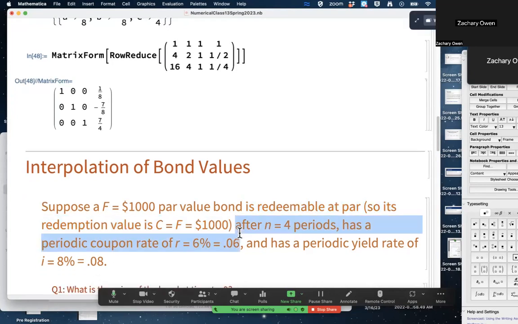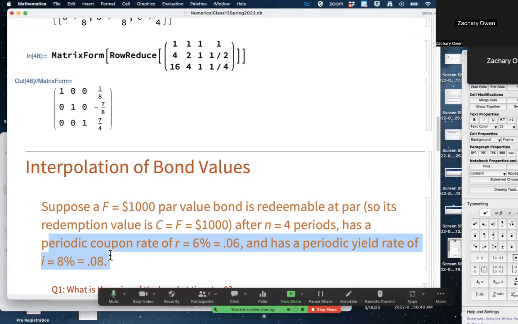We're having 4 periods. For the sake of simplicity, we'll assume those periods are yearly, though I didn't say that here. Though in reality, bonds often pay coupons semi-annually, twice a year. But in your mind, maybe just imagine this is yearly. It's got a periodic, say yearly, coupon rate of 0.06 and a yield rate of 8%.